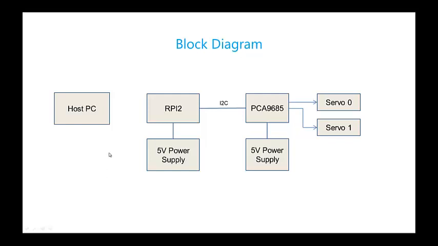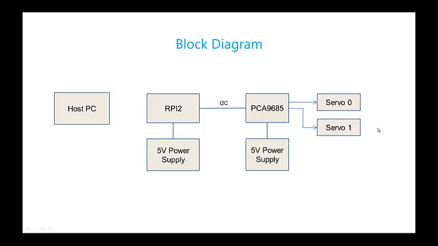I have my host PC communicating with a Raspberry Pi 2 over Ethernet. Raspberry Pi 2 communicates with PCA9685 via I2C protocol. Raspberry Pi 2 and PCA9685 have their individual power supply. I am showing just two servos connected with PCA9685 here.